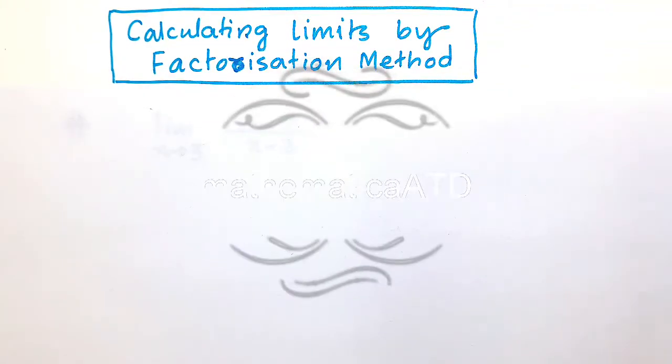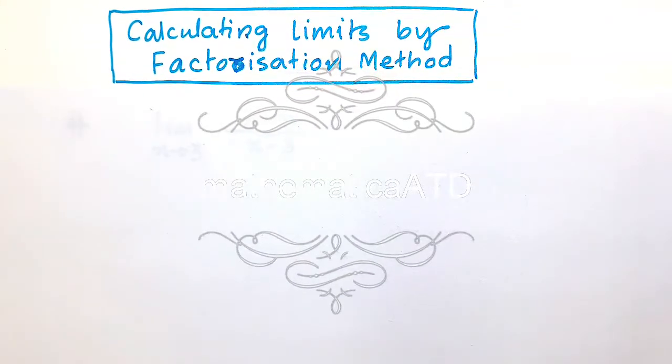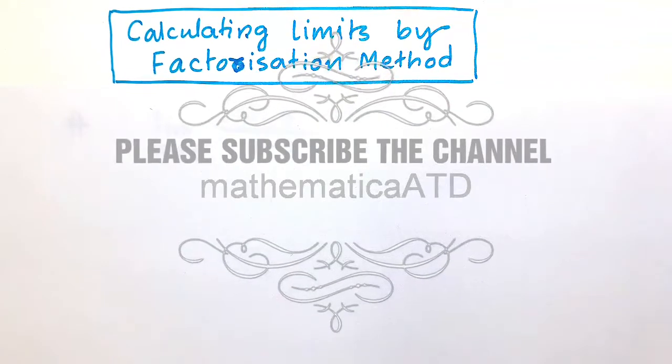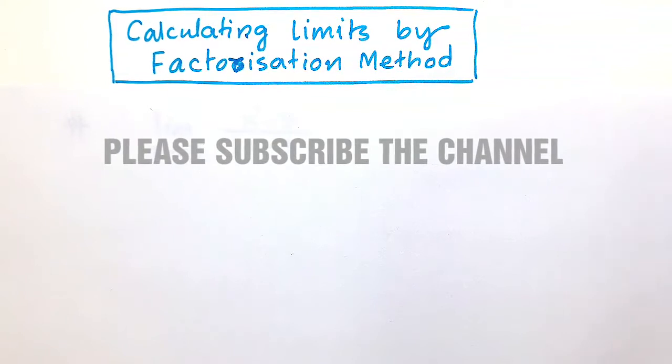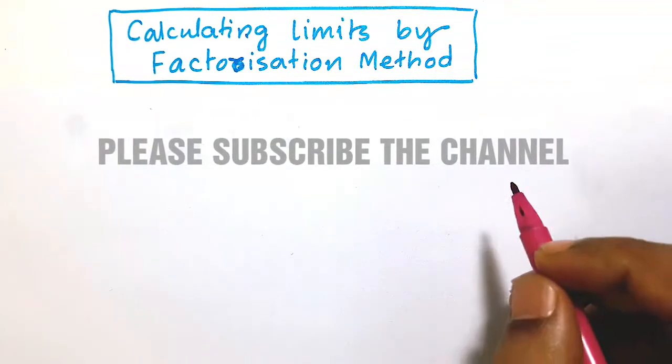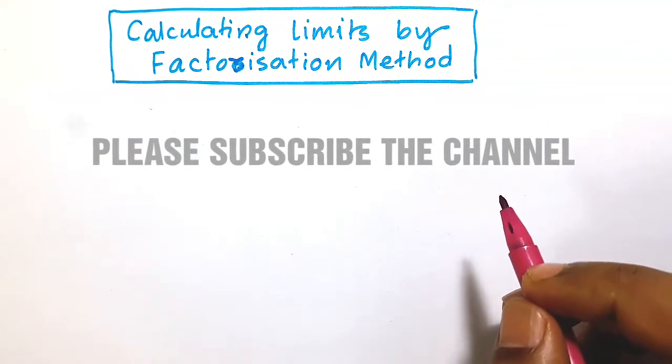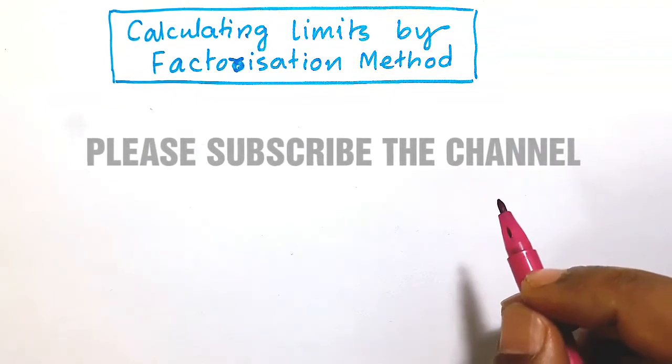Friends, our topic is calculating limits by factorization method. This method is applied on algebraic limits. In this method, numerators and denominators are factorized, the common factors are cancelled and the rest outputs the result.